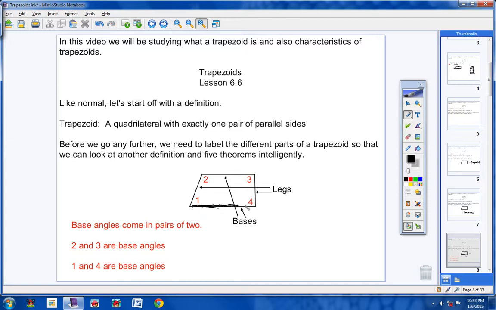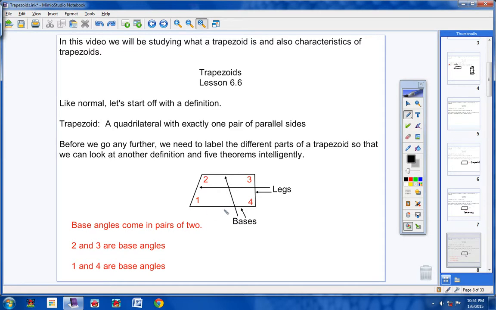So here's one of the parallel sides. This angle's at one end, and this angle's at the other end. So 1 and 4 are called base angles. Here's the other parallel side. At the end of this side is one angle. At the end of the other side is one angle. Those two angles are base angles. Base angles always come in pairs of 2. Do you understand this? I hope that you do. Base angles always come in pairs of 2, and they're always on the corners of one parallel side. Okay? Alright, let's continue on.